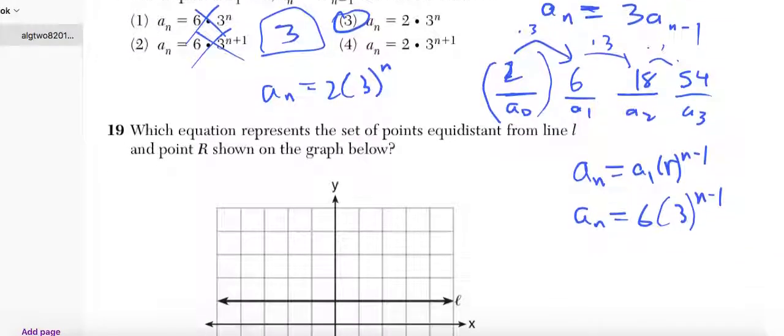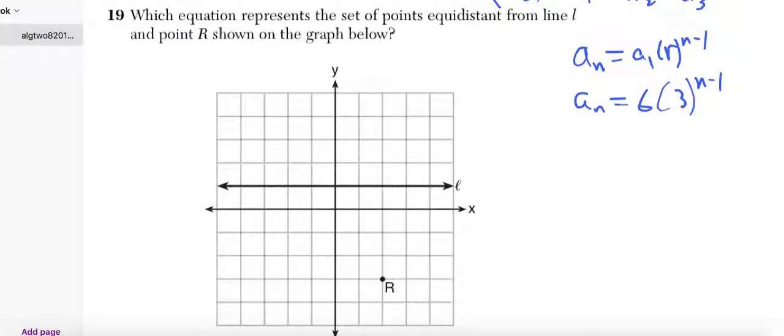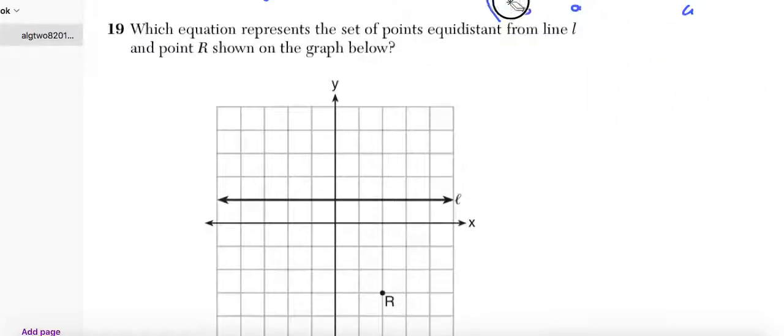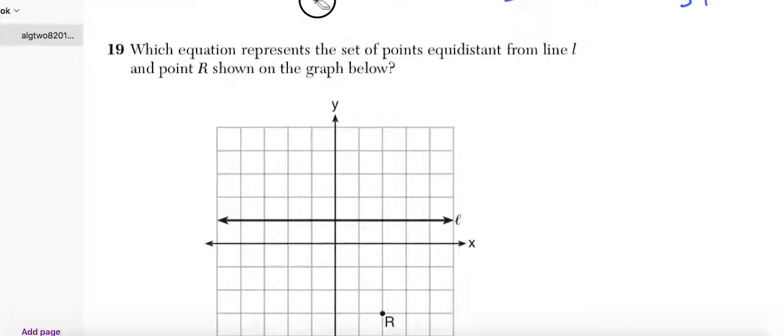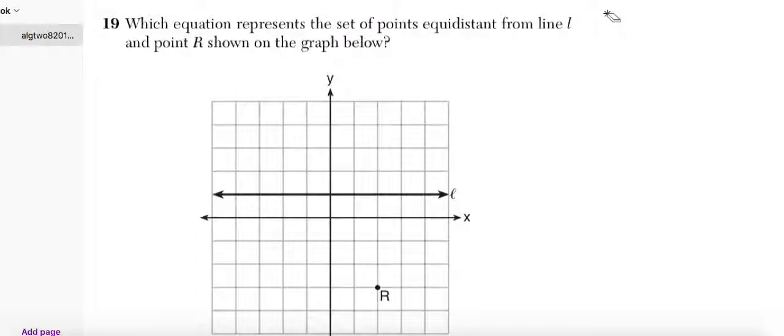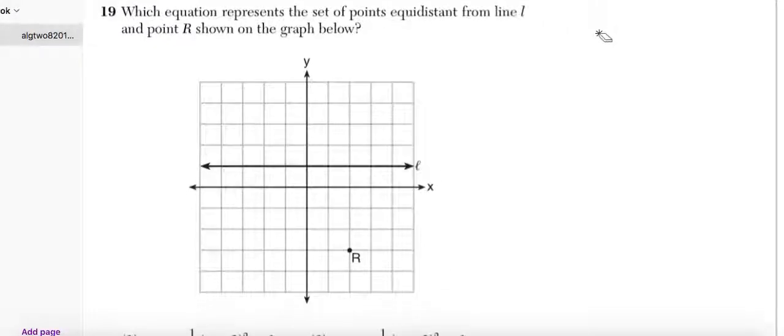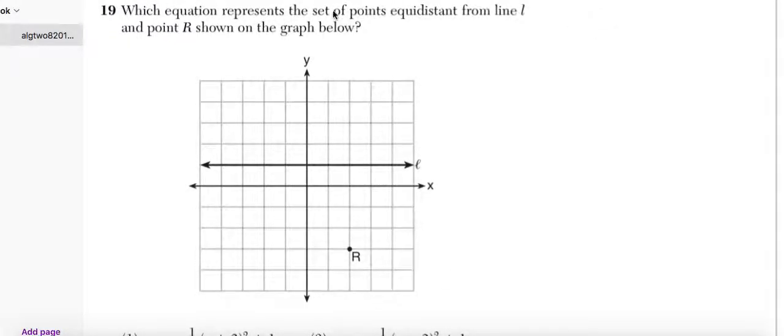But let's move along. Question 19. Which equation represents the set of points? And 18 was about knowing how to convert between recursive and explicit formula for geometric sequence. Also important to know how to do that for an arithmetic sequence, which is common difference. But anyway, which equation represents the set of points equidistant from line L, which has equation y equals 1, a horizontal line, and point R, which is 2, negative 3, shown in the graph below.